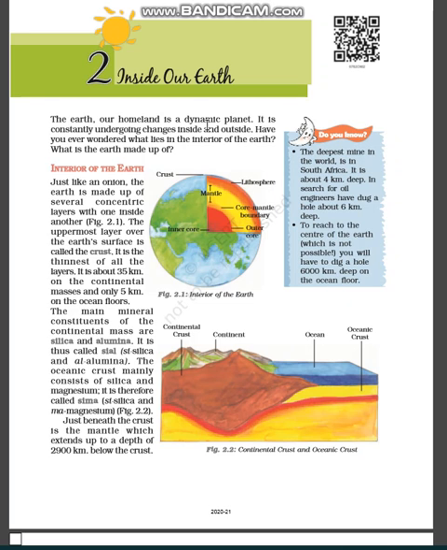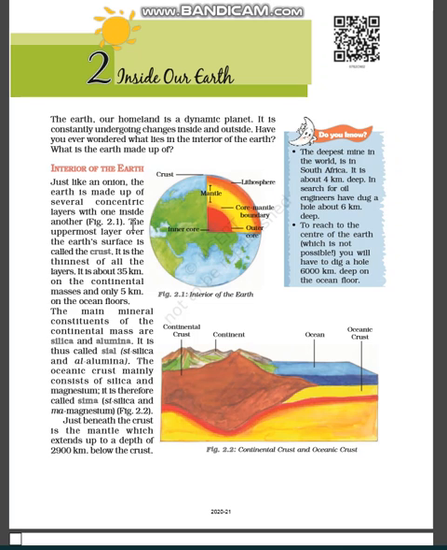The Earth, our homeland, is a dynamic planet. It is constantly undergoing changes inside and outside. Have you ever wondered what lies in the interior of the Earth? What is the Earth made up of? Interior of the Earth. Just like an onion, the Earth is made up of several concentric layers, one inside another.